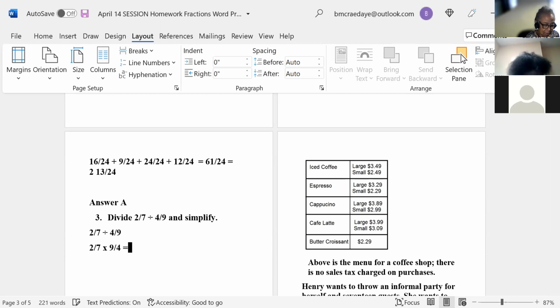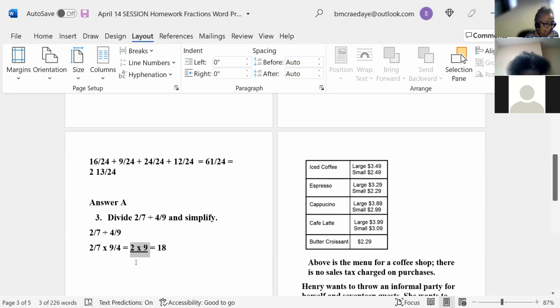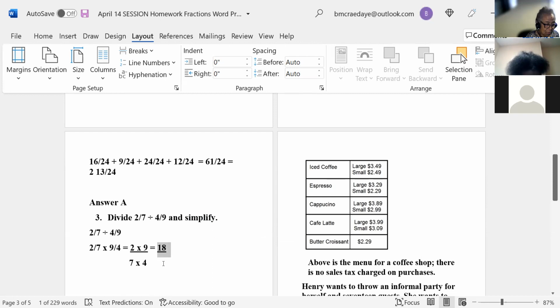Okay. So I get 2 times 9, and that's equal to 18. And what do you get for the denominators? Okay, 4 times 7 is 28. So this would be 7 times 4, or 4 times 7, and that would be 28. So let's put a 28 underneath the numerator.